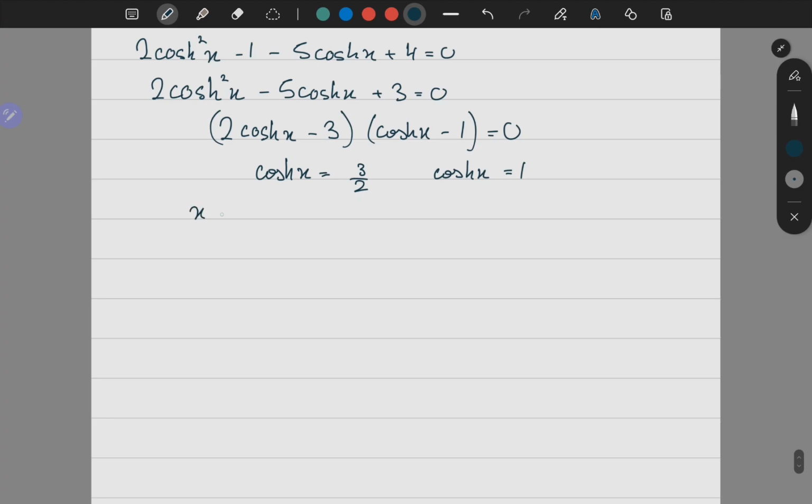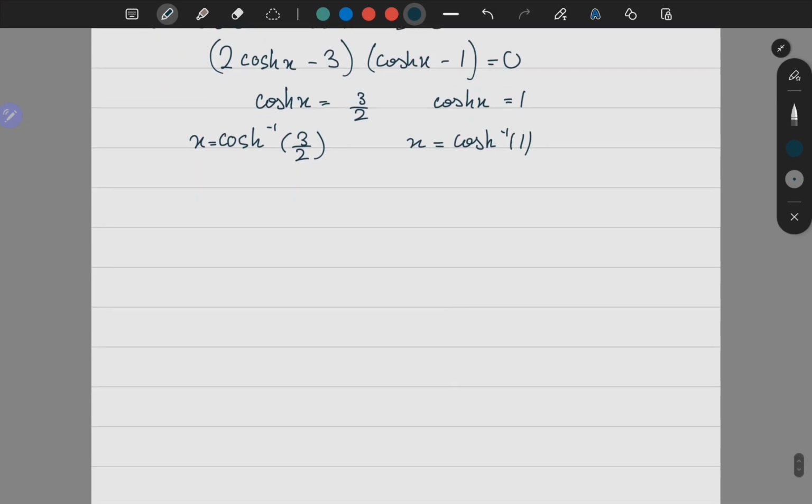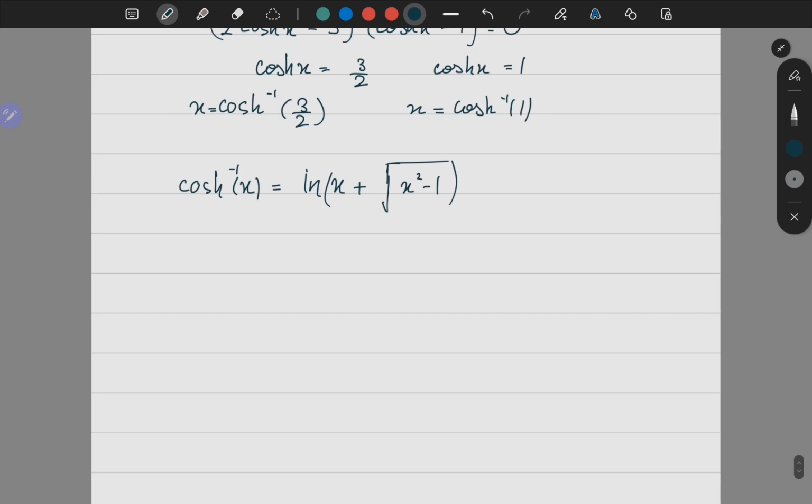Now, remember what we did before. Cosh inverse 3 over 2, and then cosh inverse of 1. And both are equal to x. We've derived the formula for cosh inverse, right? It was, let's write this down again. It was x plus square root of x squared minus 1. So it doesn't have to be x over here, it can be any value, by the way. We just wrote x, right?